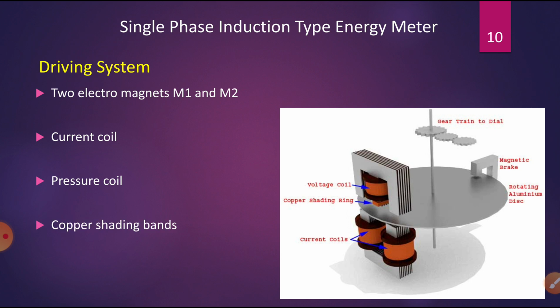So, these M1, M2 are the two electromagnets. What is the meaning of electromagnets? Whenever the electrical supply is available in the coil, it acts as an electromagnet. If there is no current, it is simply a copper coil.